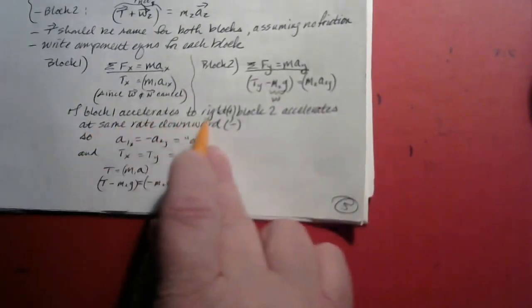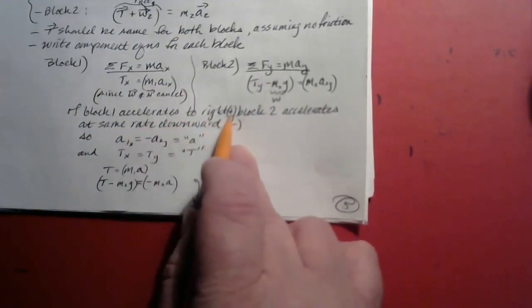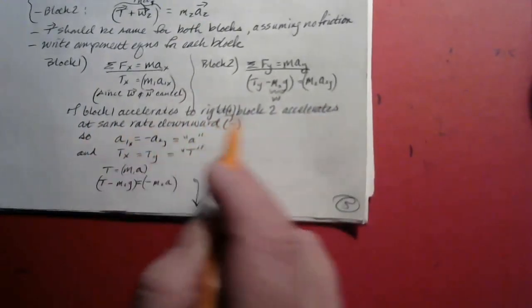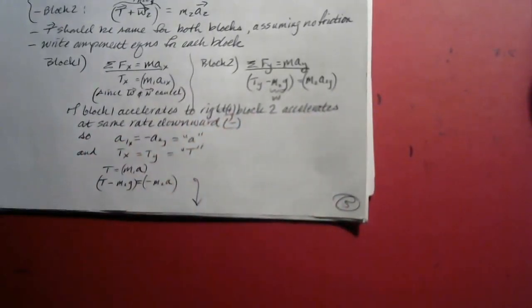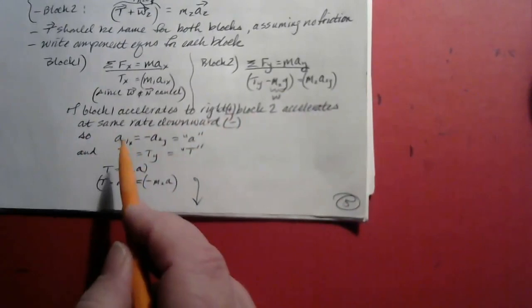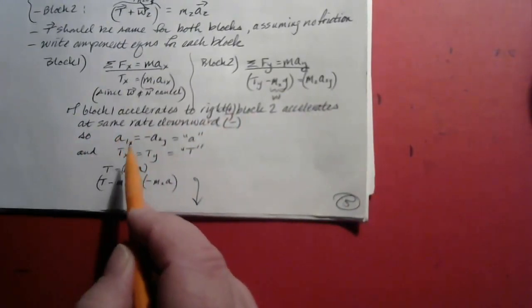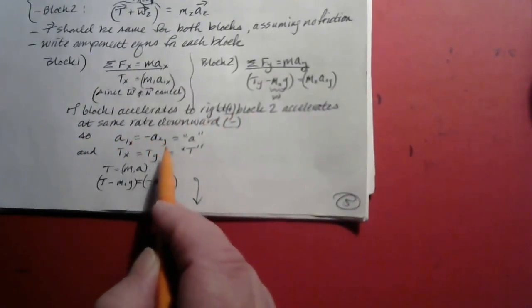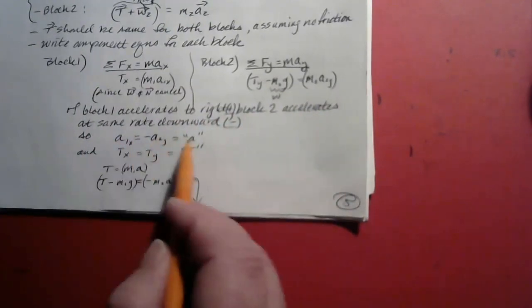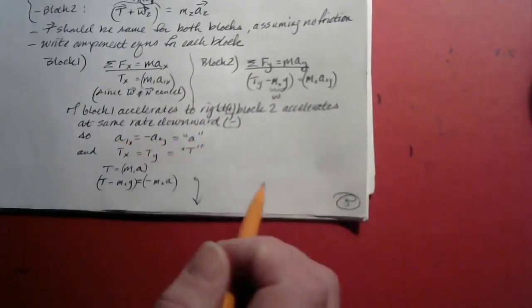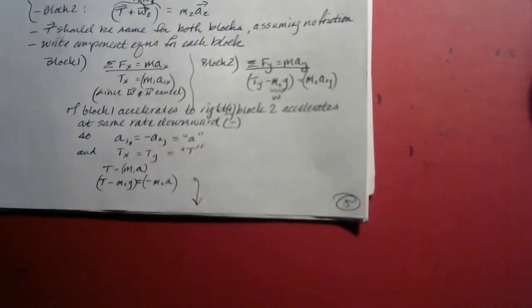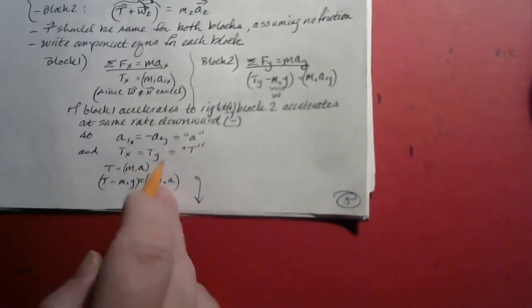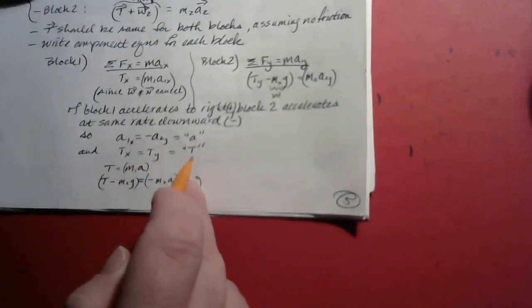If block 1 accelerates to the right, that is the positive direction, then block 2 accelerates at the same rate, but downward, which is the negative direction. In other words, a1, the acceleration of block 1 in the x direction, is equal to the negative of the acceleration of block 2 in the y direction. We're just going to call this a for simplicity. We also know that the tension has to be the same throughout the entire wire or cord, and therefore Tx equals Ty, and we're just going to call that T.